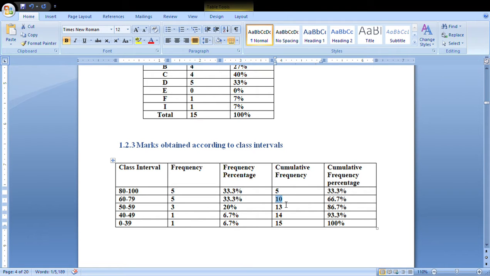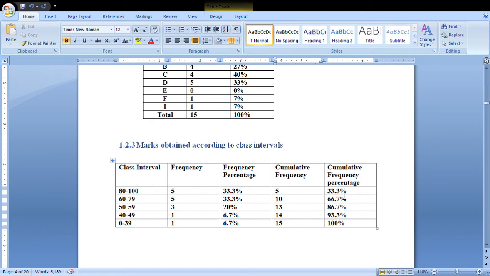Then to get the next value of the cumulative frequency, you take 10 plus 3, and we have 13 right here. To get the next one, you take 13 plus 1 from the next row, and you get 14. Then from 14, you add another 1, and you have 15. This 15 is the total number of candidates who sat for this exam. This is how you get the cumulative frequency.